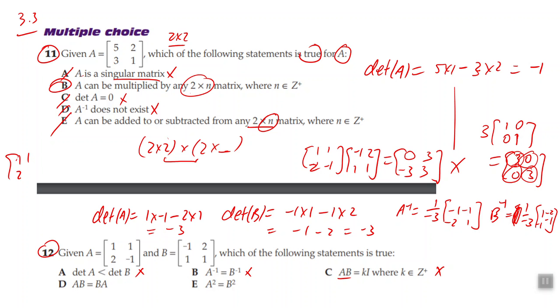AB equals BA. Let's quickly do this. AB, let's find out that's A, that's B. -1, -1, -1 plus 1, 0. 2 plus 1, 3. -3 and 3. Okay, BA is given by -1, 2, 1, 1, multiplied by 1, 1, 2, -1.